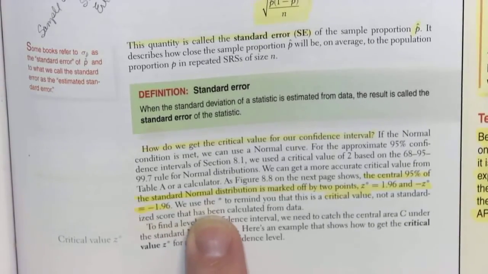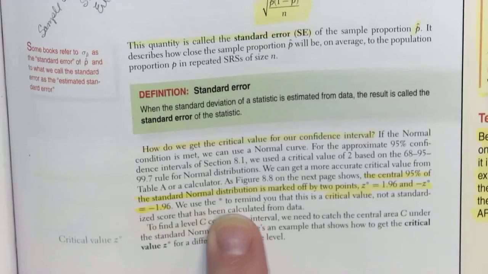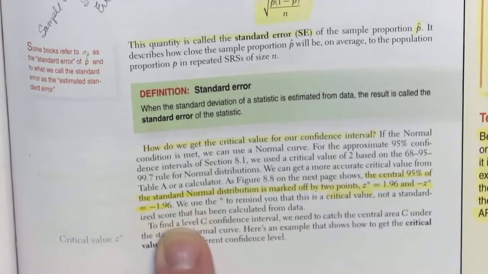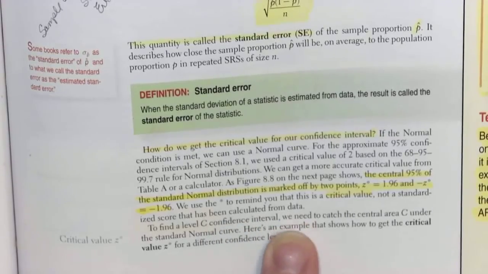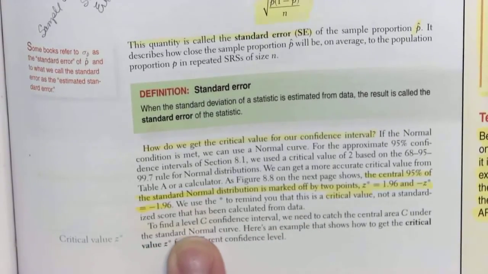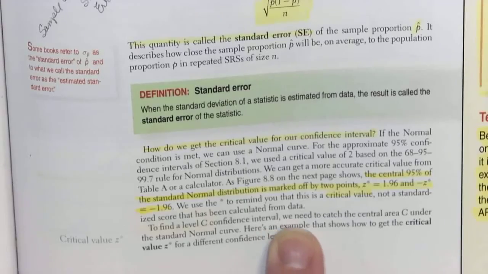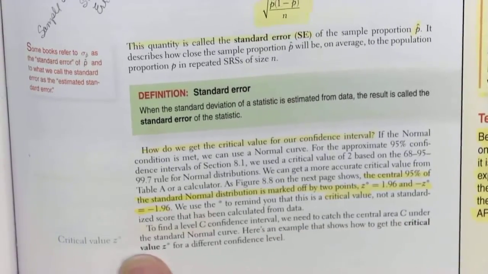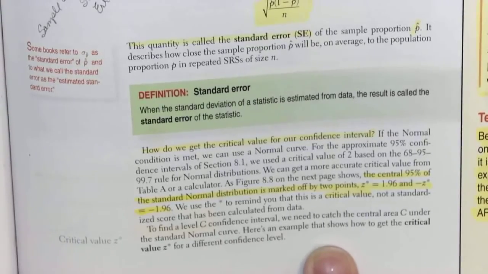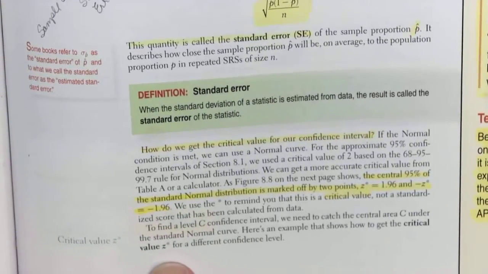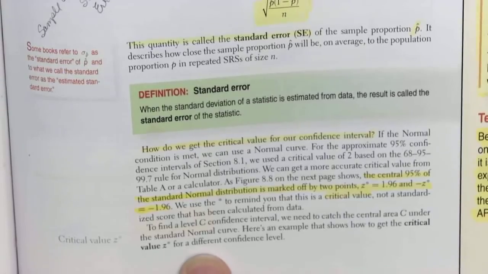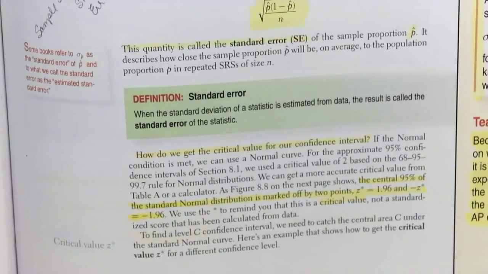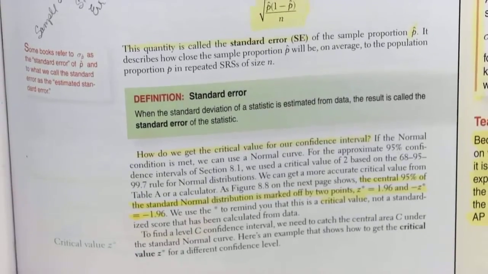We use the star to remind you that this is a critical value, not a standardized score that has been calculated from data. To find the level C confidence interval, we need to catch the central area C under the standard normal curve. Here's the example that shows how to get the critical value Z star for a different confidence level.